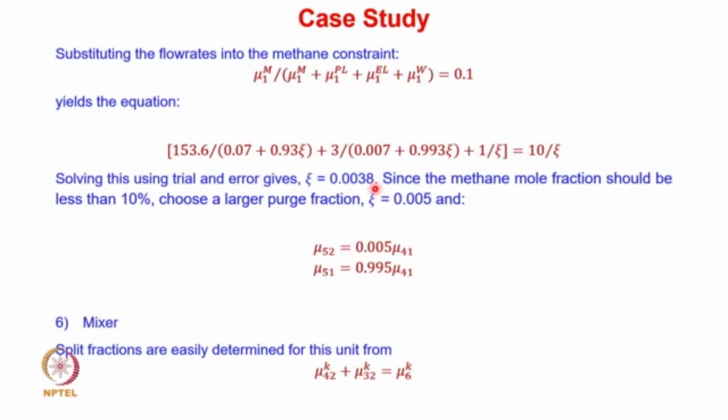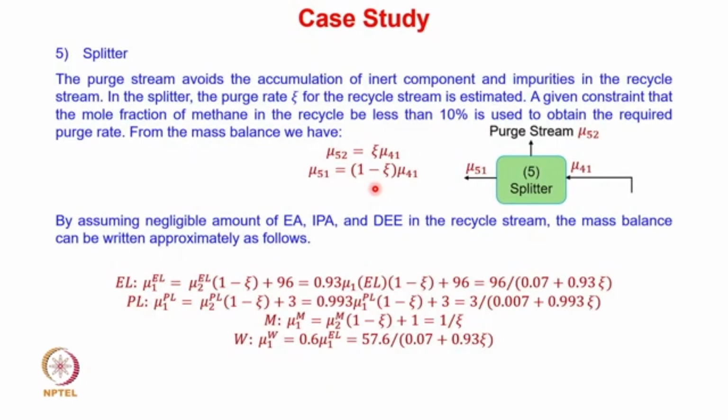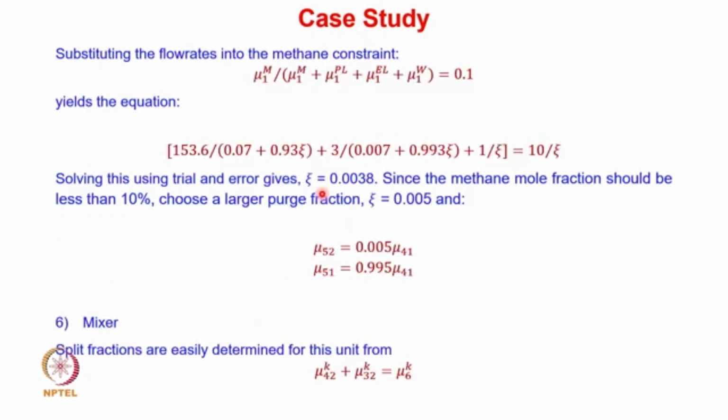So once the zeta value is back calculated, we can use these two equations and we can find out how mu 52 and mu 51 can be written. Okay. Similarly, these are the equations with respect to the vapor recovery, isn't it?